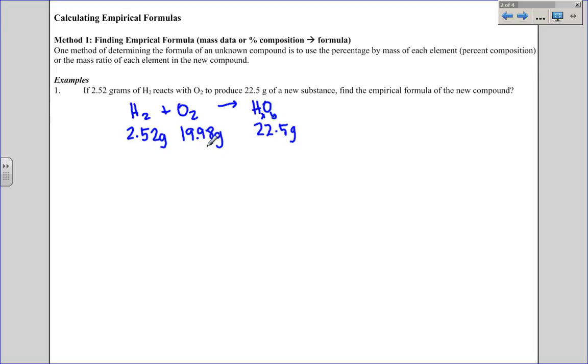Now this mass data alone is not going to be helpful to me, or it might be a little bit more complicated than what we want to do at this stage. So what we're going to do is take the data that we have and find the percentage composition. From the percentage composition, we're going to determine the empirical formula. So let's find the percentage composition. We want to find the percent of hydrogen in this unknown and the percent of oxygen in this unknown.